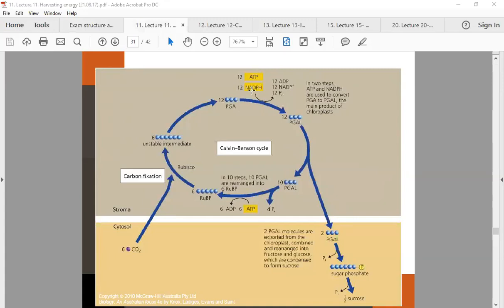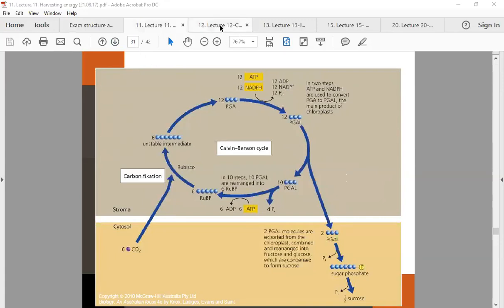Remember, the Calvin-Benson cycle is very energy intensive. So it requires the input of lots of ATP and lots of NADPH. Okay, outputs here. And we've also got the input of 6 ATP molecules here. Outputs, yes, ADP, NADP plus are also outputs here. Okay, good. So that's photosynthesis.